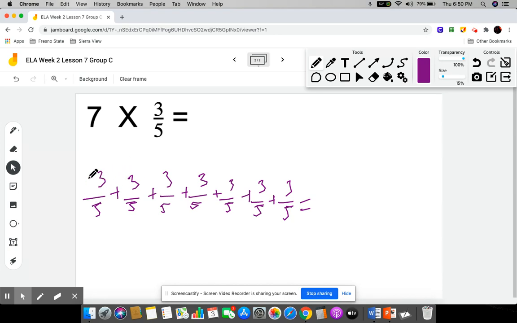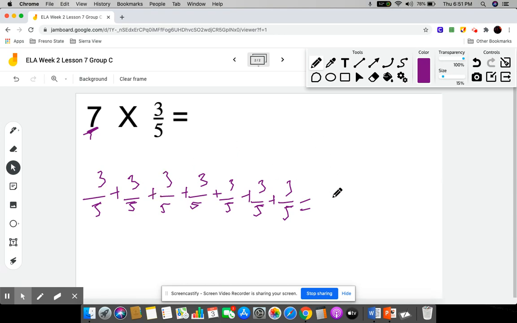Now, let's look at this. We have 7 holes right here, and we have 3/5. If you agree with me that I put 3/5 seven times, let's count it: 1, 2, 3, 4, 5, 6, 7. So I have 7 groups of 3/5. That's what I'm timesing it by, so I'm adding them up. And now let's do it.